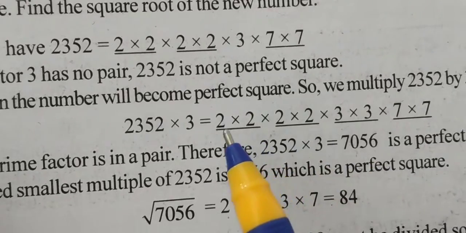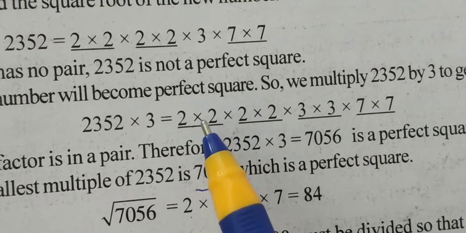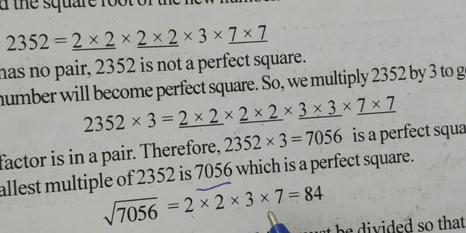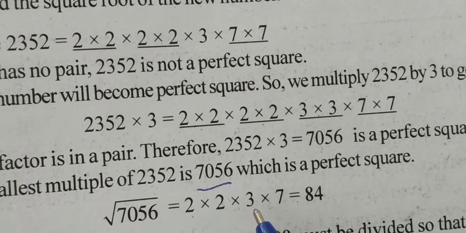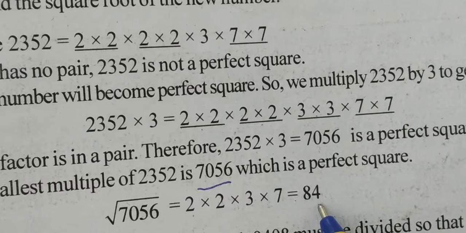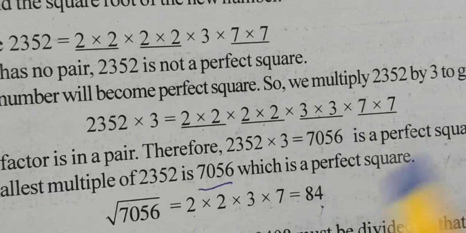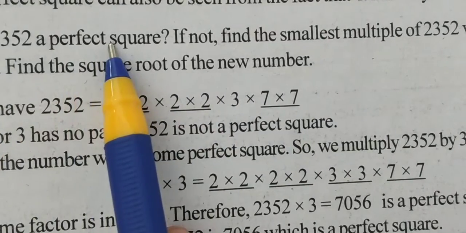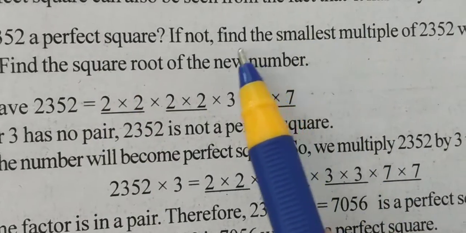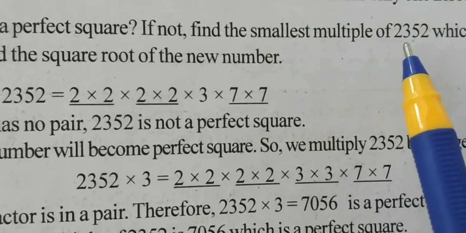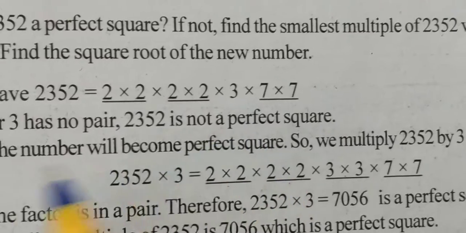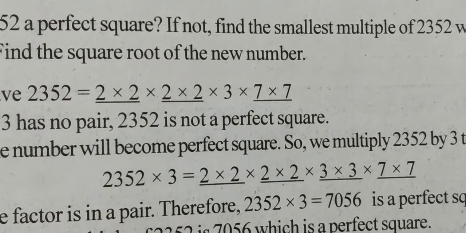Now getting the square root of this, from here only you can take one 2 from here, another 2 from here, 3 from here, and 7 from here, and multiply them. 2 2s are 4, 4 3s are 12, and 12 7s are 84. Isn't it easy? It's very easy. Only you have to see what has to be found out. First, check whether it's a perfect square. If it's not a perfect square, find the smallest multiple of 2352, that is, the smallest factor that has to be multiplied with the given number to get a perfect square.